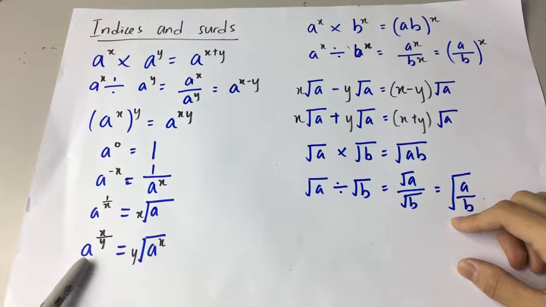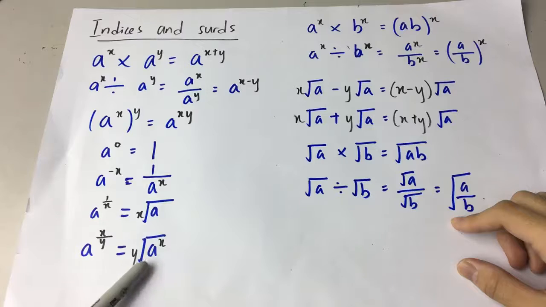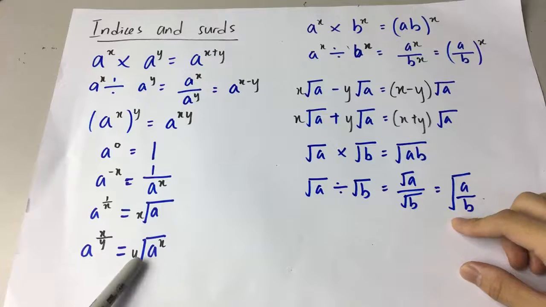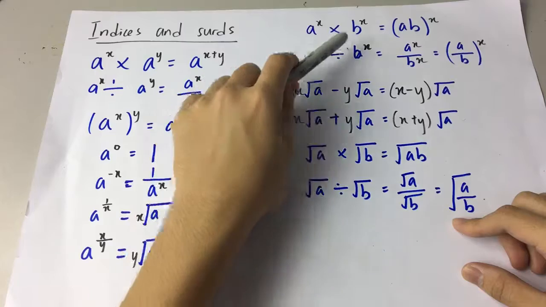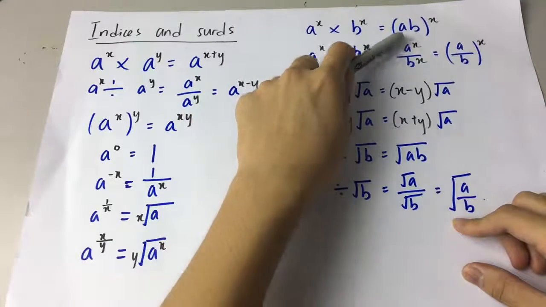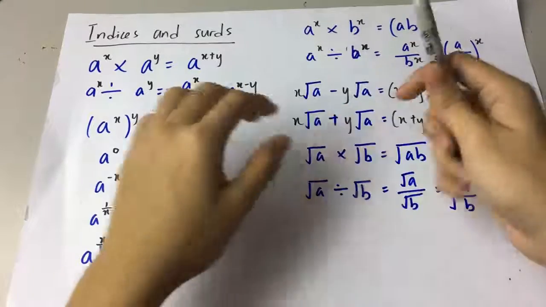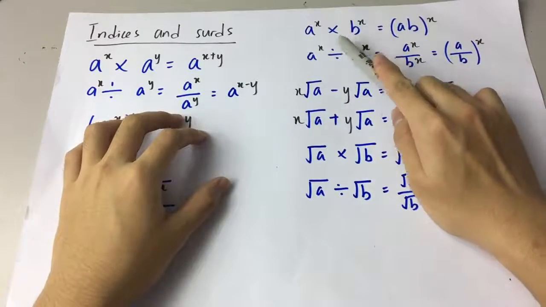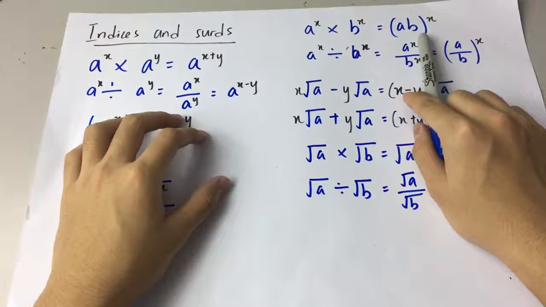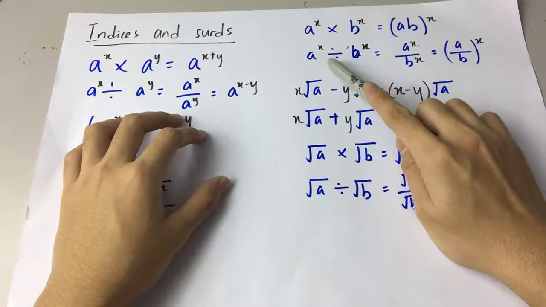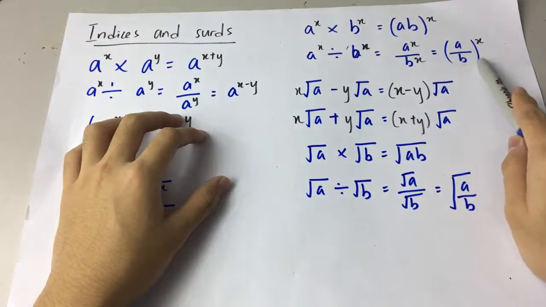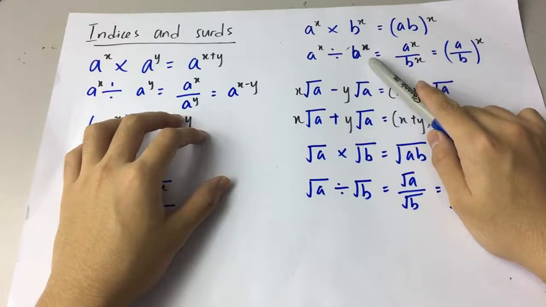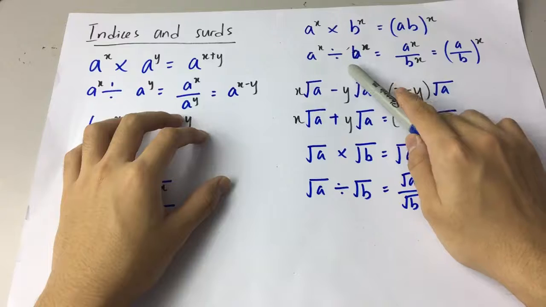If it's a to the power of x over y, x is going to be the numerator, going to be the power, and the y is going to be the power of the root. And this one, a to the x times b to the x equals ab in brackets to the power of x. When you see the same power, you can times the bases together. Next one, a to the x divided by b to the x. It can be written like this also, and you will get a over b to the power of x. Same concept. When you have the same indices, you can divide the bases together.